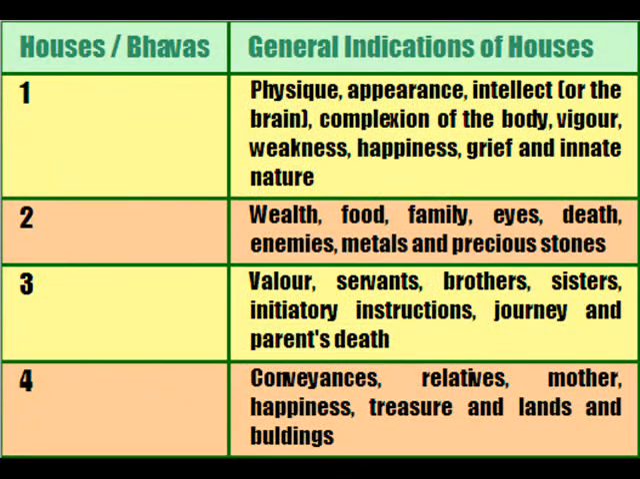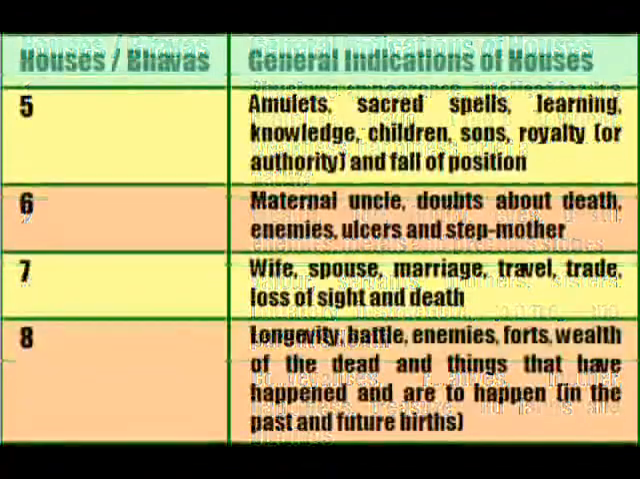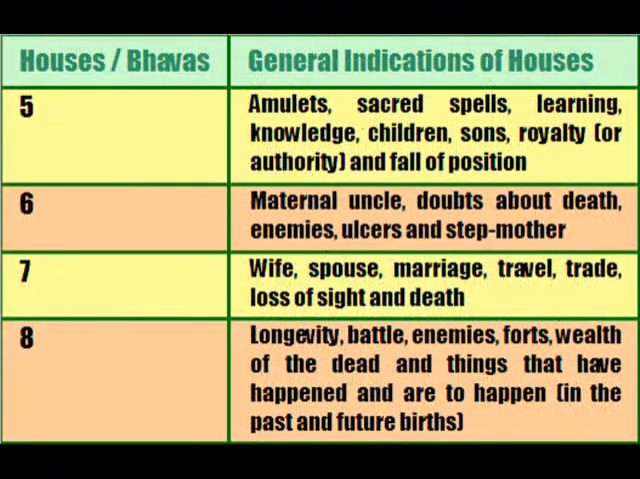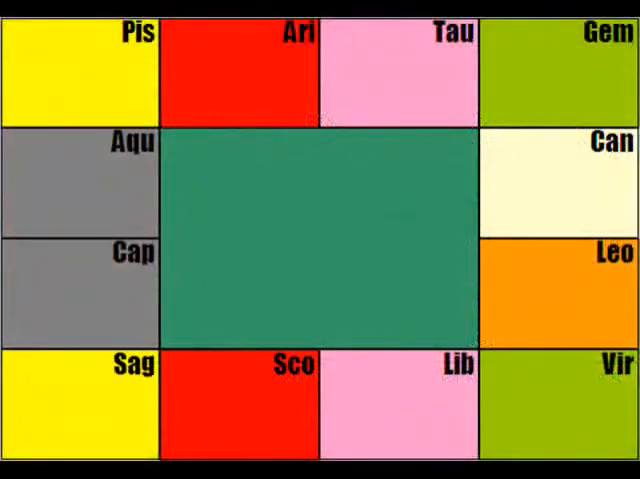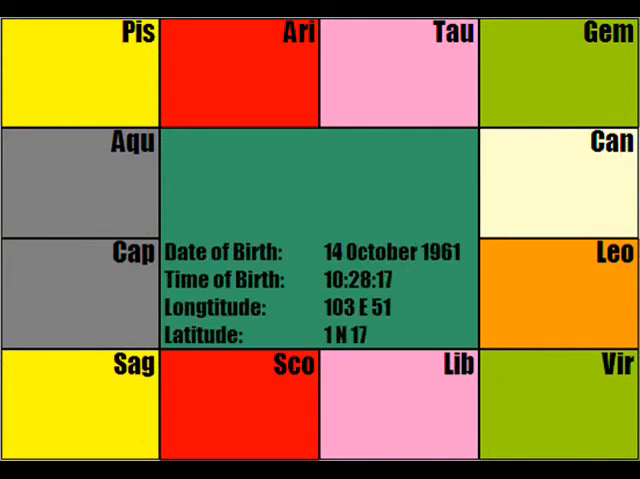I gave you the indications of the 12 houses in the last lesson. In this video, I want to show you an example using a Vedic birth chart. I picked this date and time of birth just to illustrate some points, and the name is there just for easy reference. Okay, these are the planet positions for this birth chart.